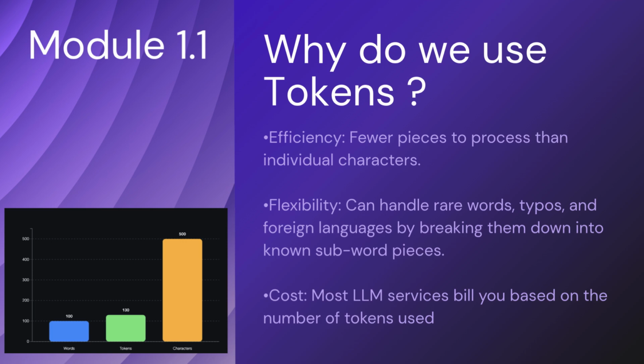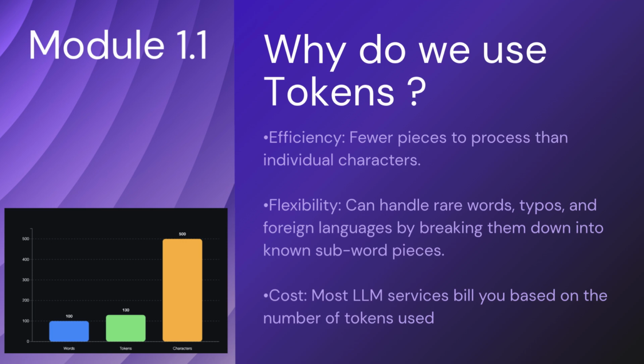2. Flexibility, the OOV problem. This is the out-of-vocabulary problem. If the model only used whole words, like an older AI, a single typo or a new slang word would break it. By using subwords, it can build flexibility. It can always find a way to represent a new word using its known subword tokens.